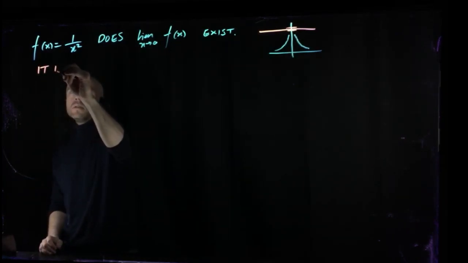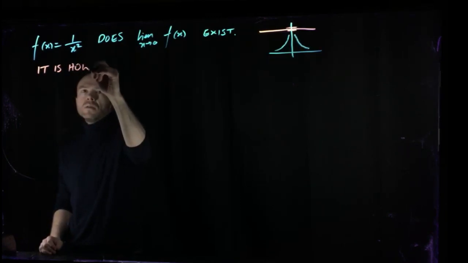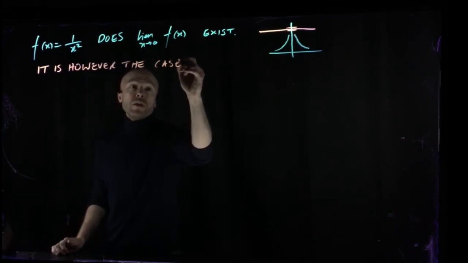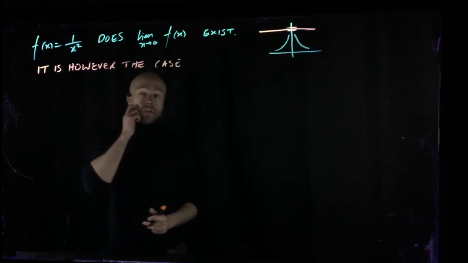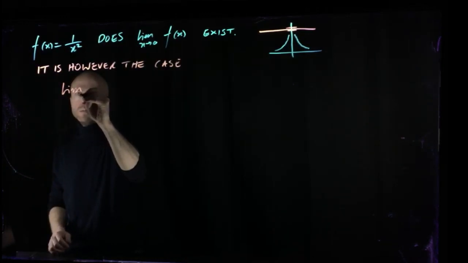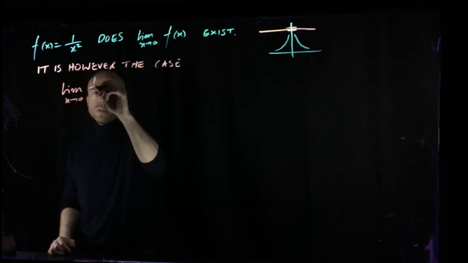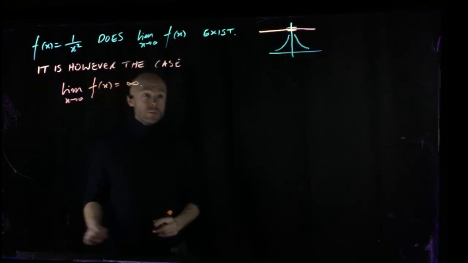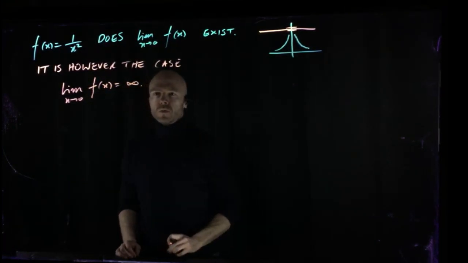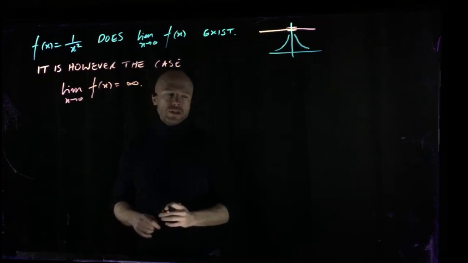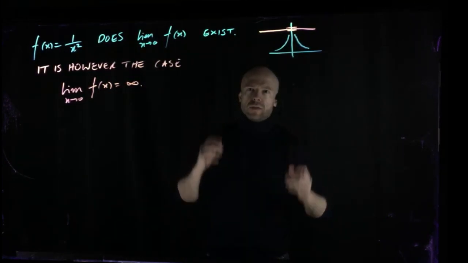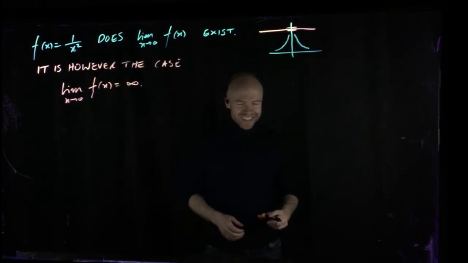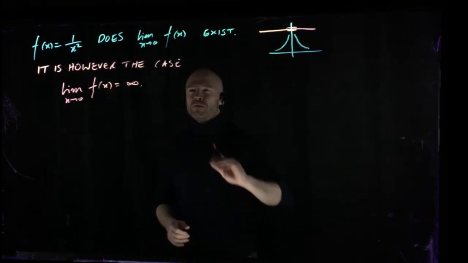It is however the case that the limit as x approaches 0 of this function is equal to infinity, which we're going to write this way. The limit as x goes to 0 of f of x is equal to infinity. Important point. We do not say that the limit exists, because when we say the limit exists, it exists as a number. Infinity is not a number. Such an important point that I threw my pen in the air.